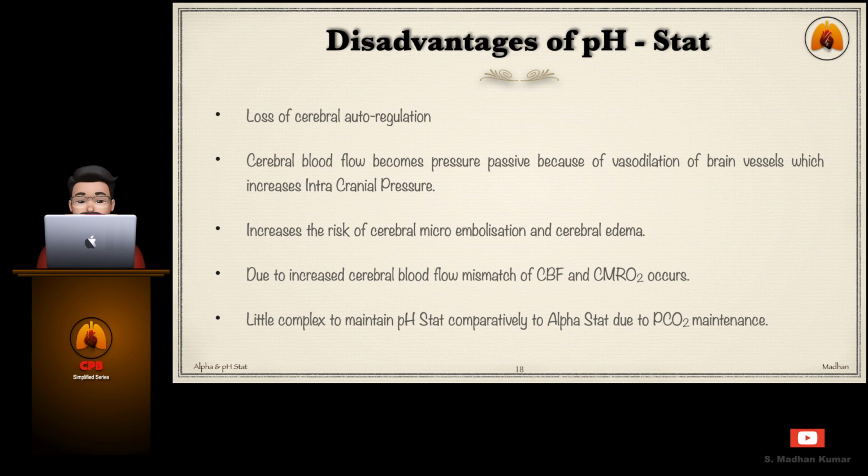Due to increased cerebral blood flow, mismatch of cerebral blood flow and CMRO2 occurs. It is a little complex to maintain pH stat compared to alpha stat due to the pCO2 maintenance during DHCA.